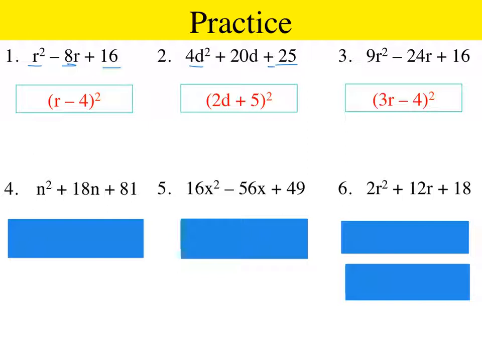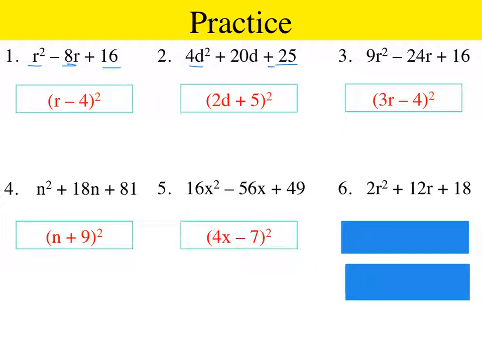Next one, square root and square root would give you n and 9. You multiply those and double it, it gives you 18n in the middle, and you know you're good to go. Number 5, no GCF again, so perfect square and positive for A and C. You square root them to get 4x and 7. The sign matches the middle, and if you multiply 4x times -7 and double it, you're going to get your -56.